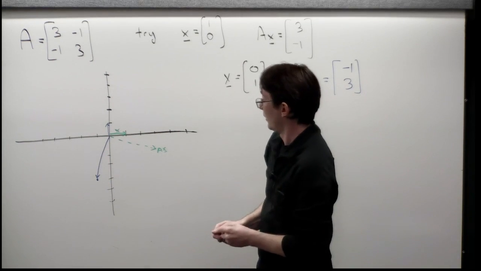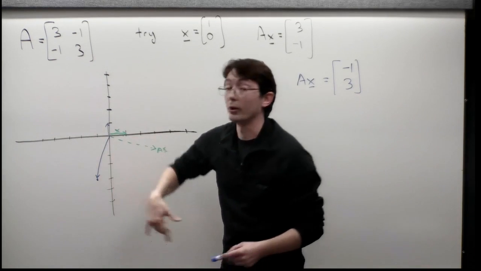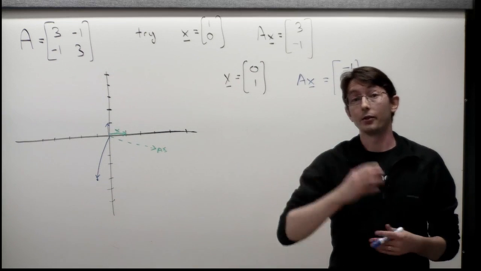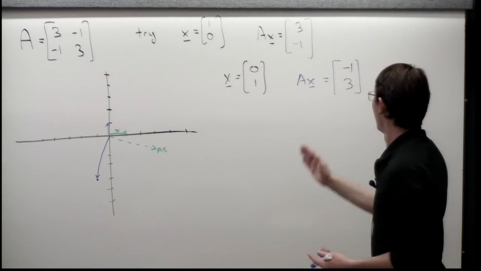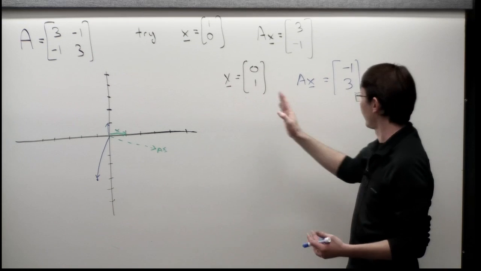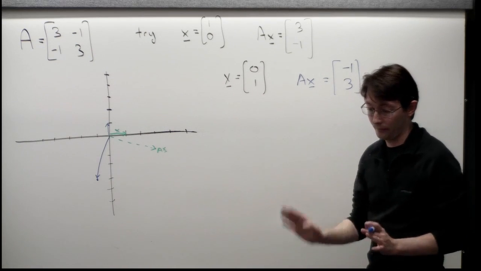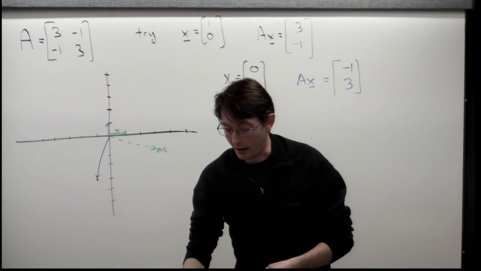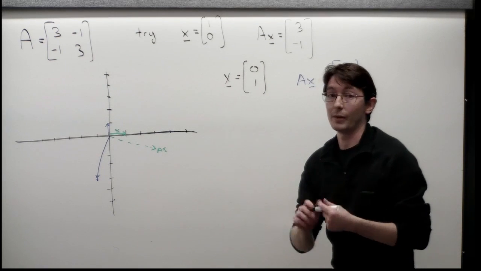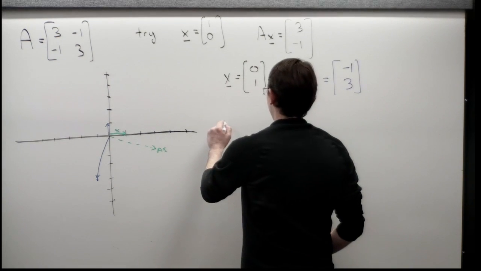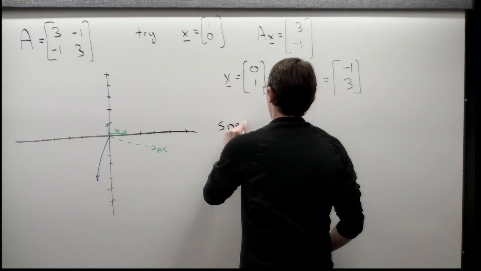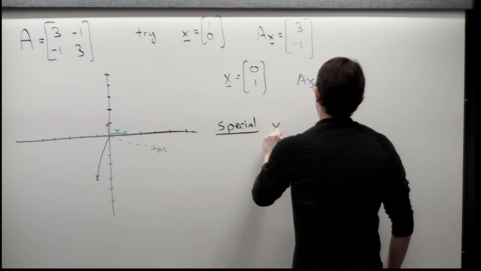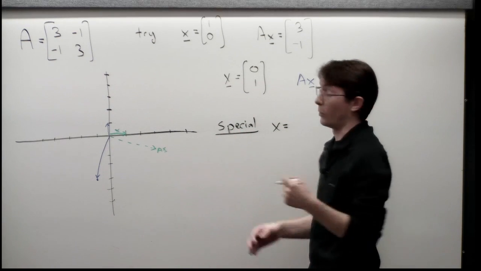Again, these vectors do not point in the same direction. So there's no number lambda such that lambda times x equals Ax. But let's try a different value. I'm going to call this my special x. Let's try the special value x equals (1, 1).